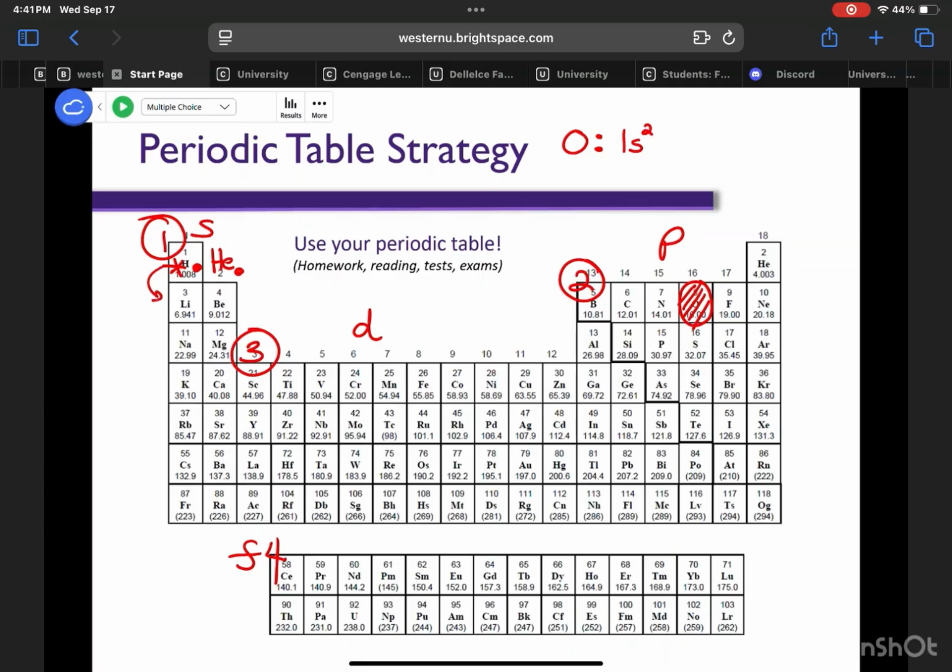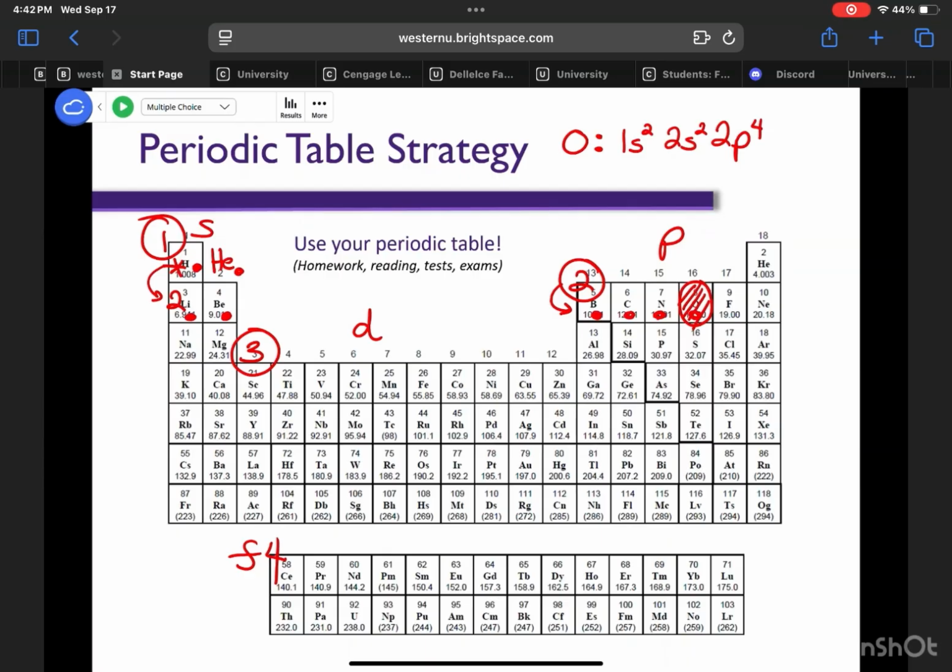So then I jump down to 2, which means I'm still in the s block. I'm talking about a 2s orbital. I count across. Lithium and beryllium, kind of counting spaces. 2 electrons can go in the 2s orbital. Then I jump over to my p block. Is it 1p, 2p, or 3p? Well, I've labeled my periodic table, so I know I'm starting with 2p. How many electrons to get to oxygen? 1, 2, 3, 4. 2p, 4.